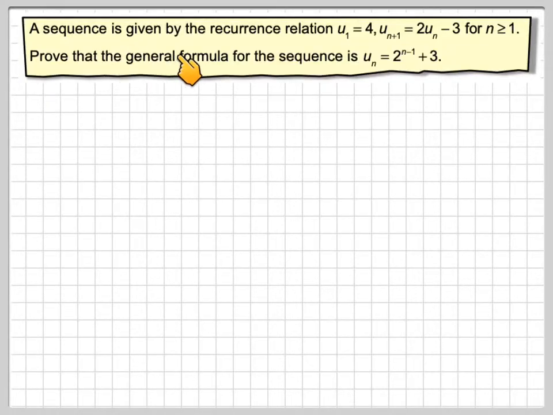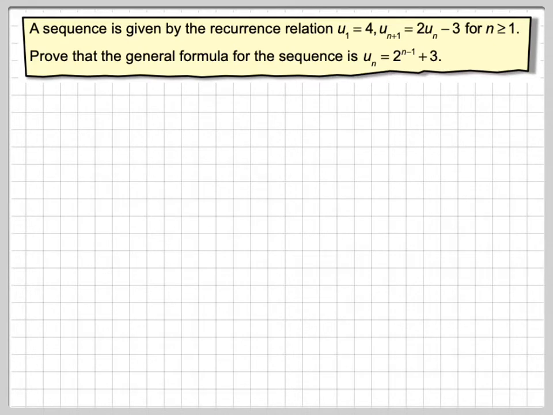A sequence is given by the recurrence relation u1 is equal to 4, and then u_(n+1) is 2 times u_n minus 3 for n greater or equal to 1. Prove that the general formula for this sequence is u_n is equal to 2^(n-1) plus 3.